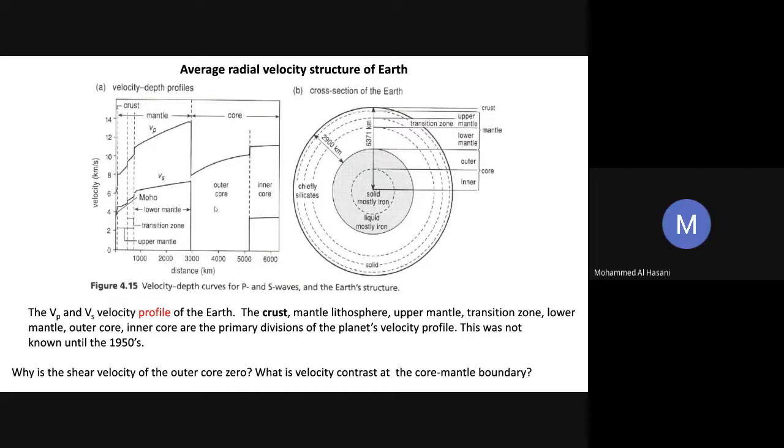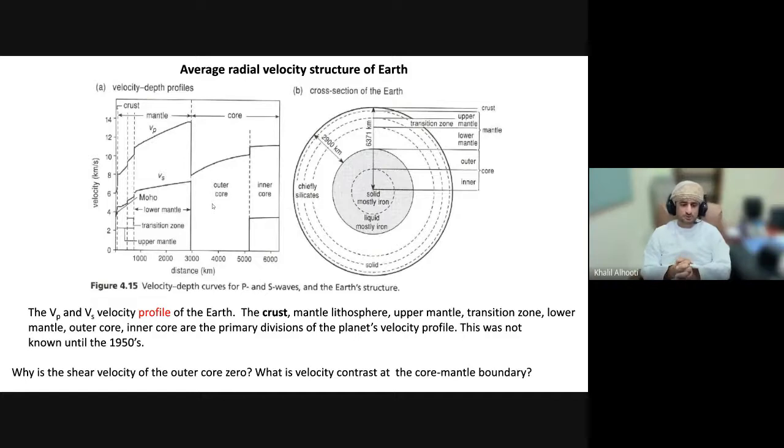Because it's not solid, it's liquid. Yes, it's liquid, and we know from last time that S wave cannot travel in liquid. The equation of S wave is the square root of shear modulus over the density, and shear modulus is zero in liquid. I cannot tear apart water or gas.